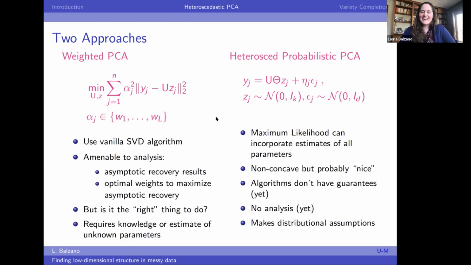We have interesting algorithms without guarantees yet or analysis, and we make these Gaussian distributional assumptions.